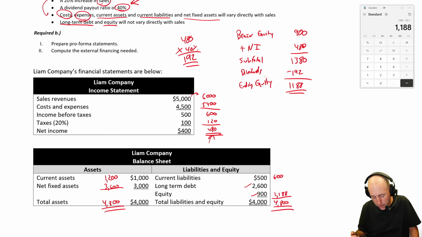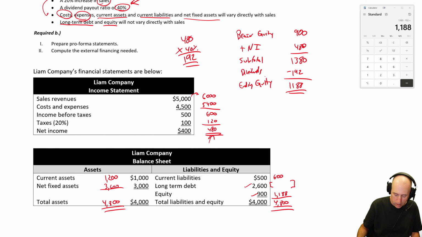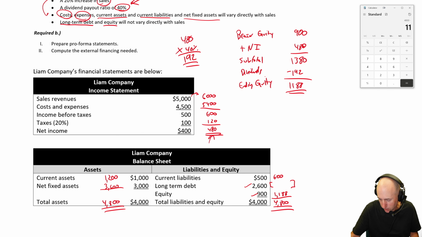So now I know I'm just missing one number. I know my total liabilities and equity is 4,800. I know my current liabilities are 600. I know my equity is 1188. I just got to plug. My plug variable here is long-term debt, so let's figure it out. The way we're going to get there is 4,800 minus 1188 minus 600 to get that missing number. The missing number is 3012.